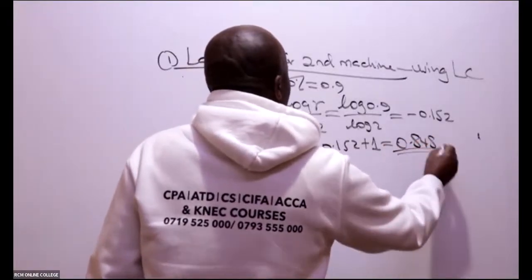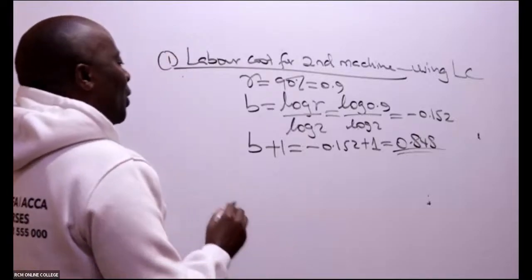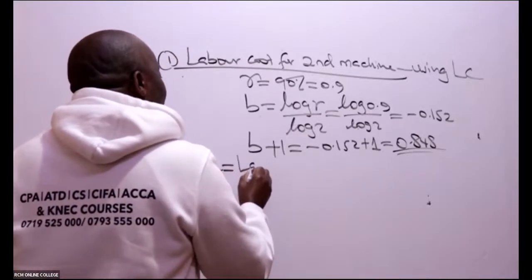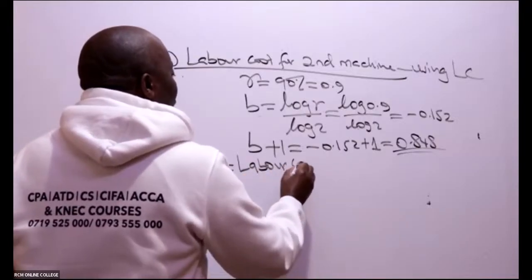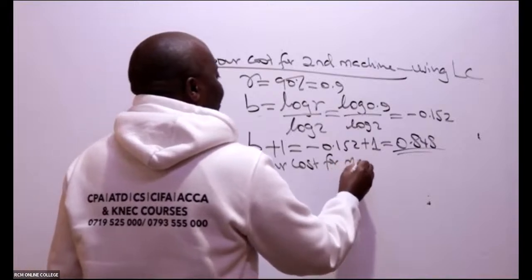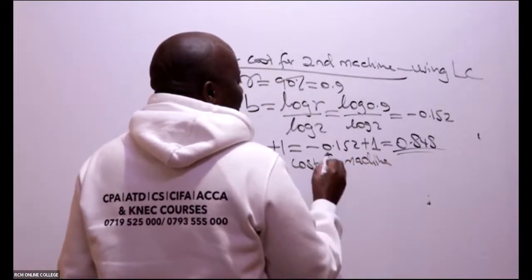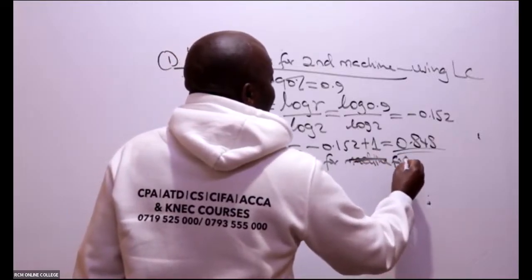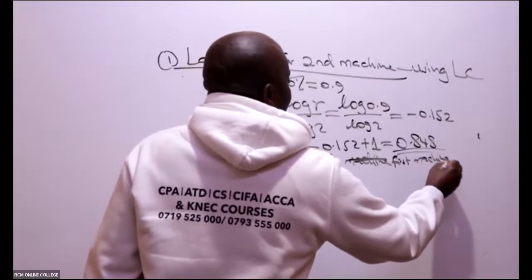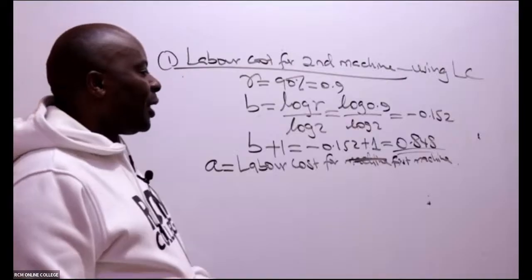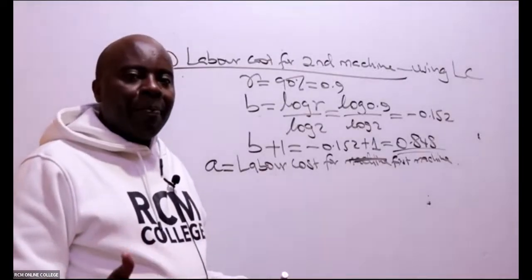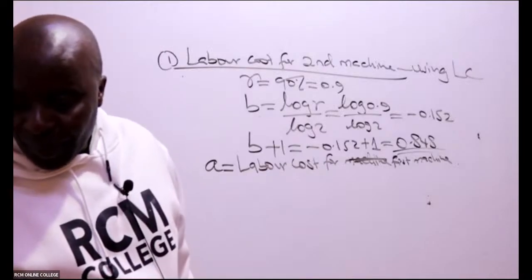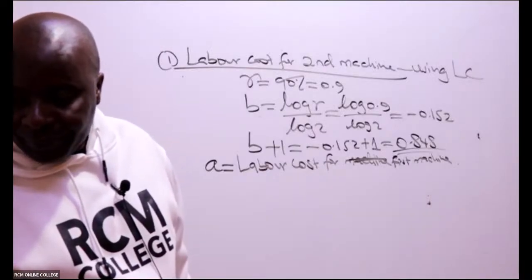That's very good. So in this particular case, A will be the labor cost for the first machine. I can use it as labor time for the first machine, but if I'm able to establish the labor cost for the first machine, my work will become really easy.